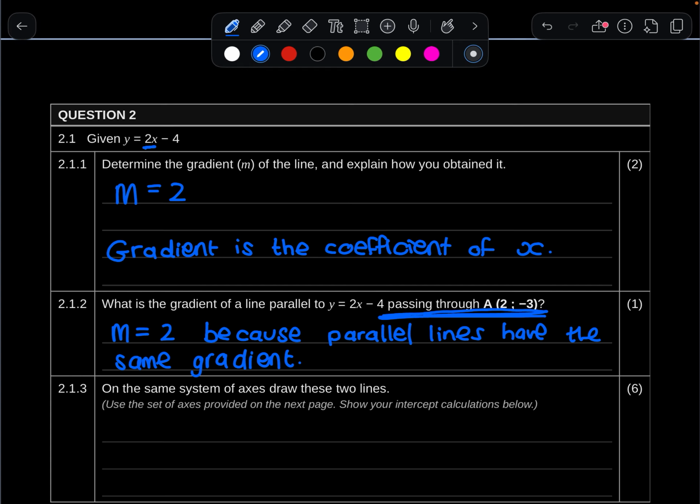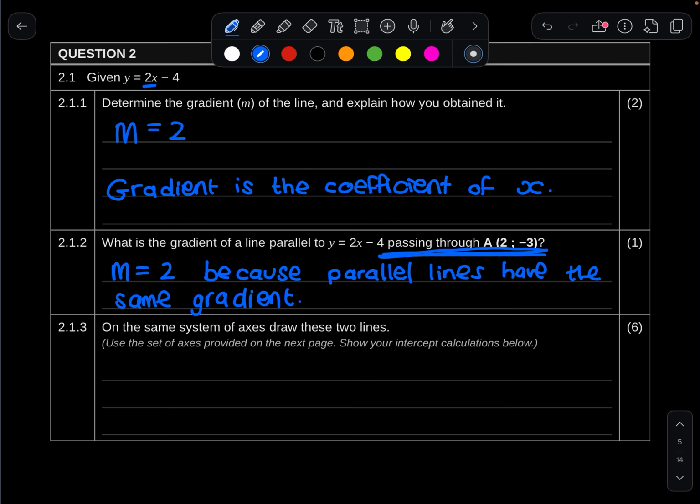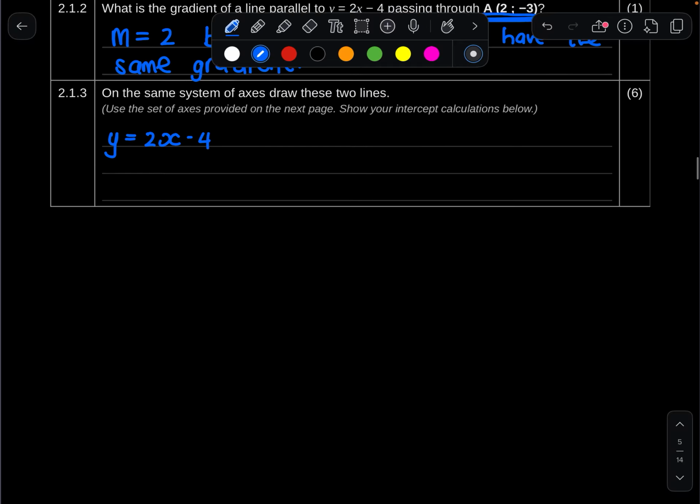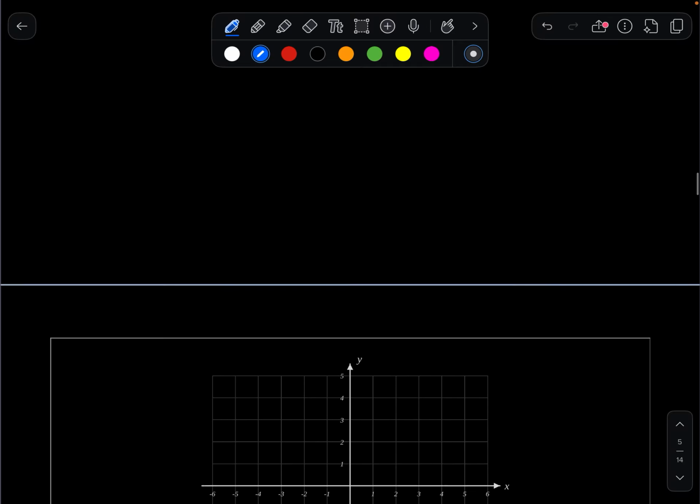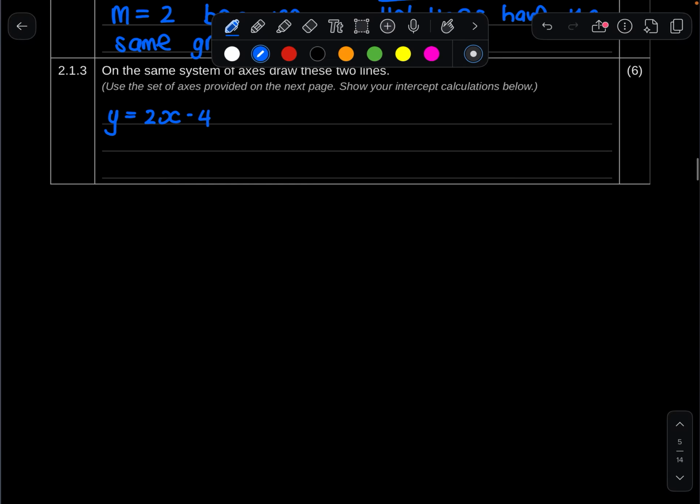On the same system of axes, draw these two lines. Use the set of axes provided on the next page. Show your intercept calculations below. Okay, so the one line that we have is y is equal to 2x minus 4. The other line we need to work out. So we know that the gradient is 2. Let's do this in different colors so we're not confusing ourselves. Okay, so y is equal to 2x minus 4. Let's do that one first.